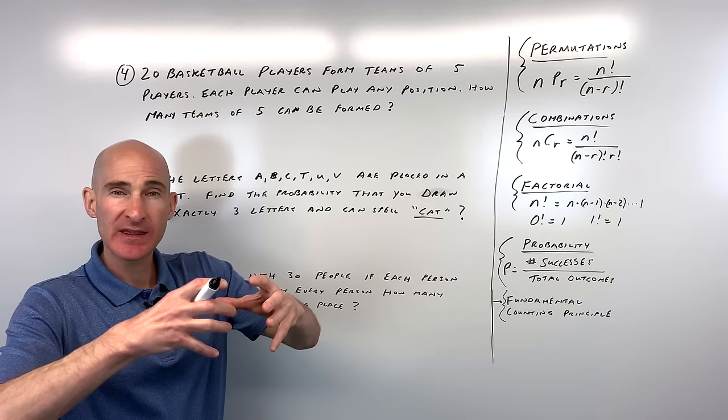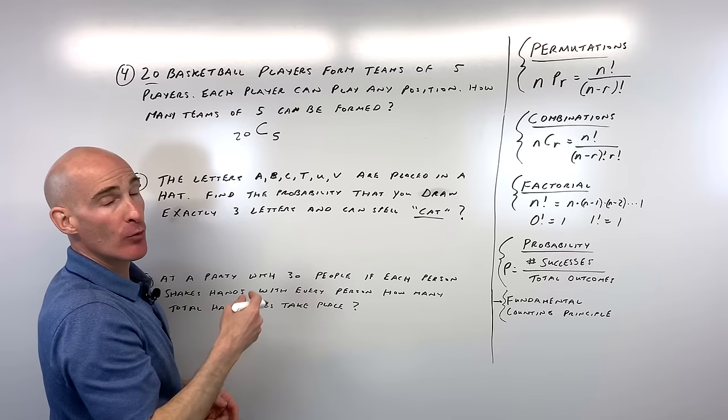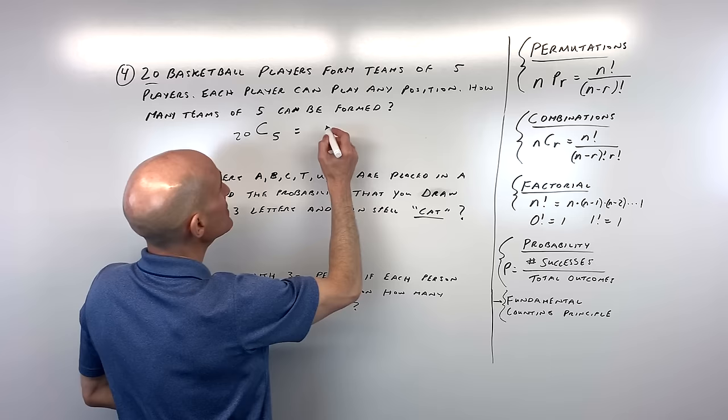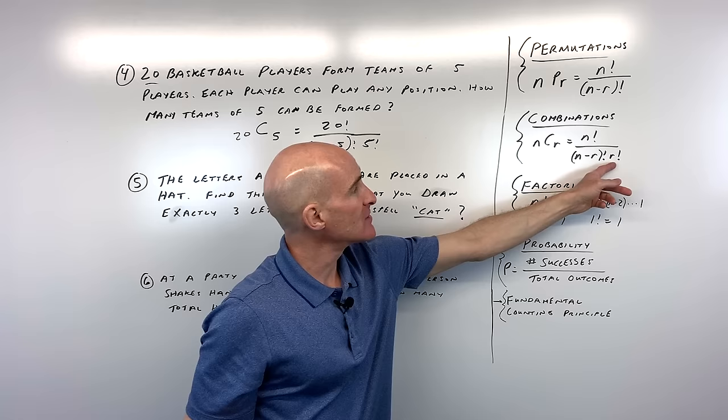And in this case, you can see out of the 20 players, we want to choose 5 of them where the order doesn't matter. So it's 20 combination 5, which if you use the formula here, it's going to be 20 factorial over 20 minus 5 factorial times 5 factorial. Now notice this R value right here. The R value is the only thing that's different between the permutation formula and the combination formula.